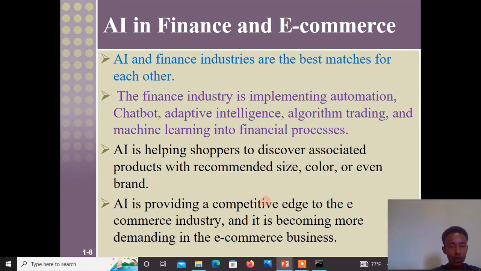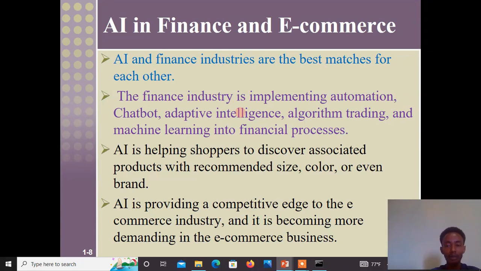So another concept is the application area of artificial intelligence in finance and e-commerce. Finance and e-commerce are the most important areas where artificial intelligence needs to be launched in order to manage the transactions and every piece of information about the products they have. Artificial intelligence and the finance industry are the best match for each other.